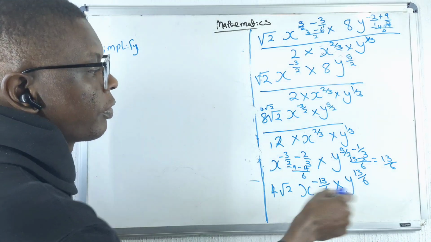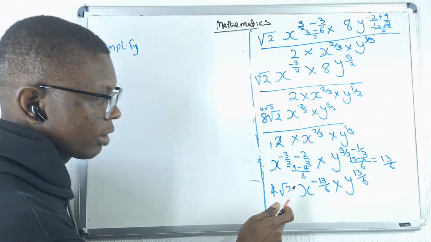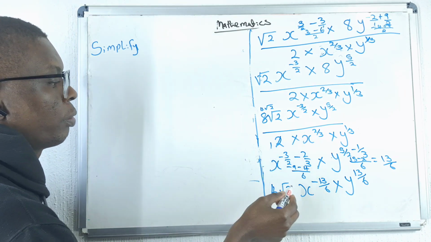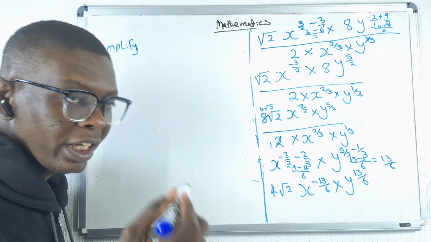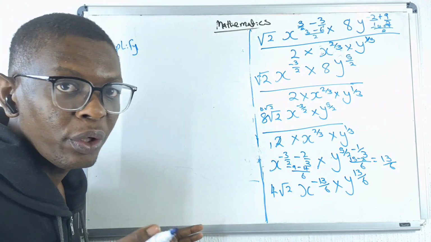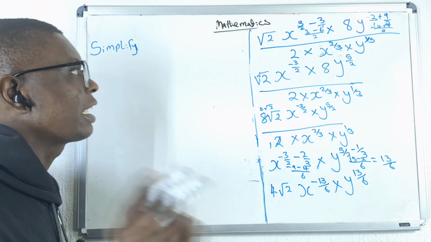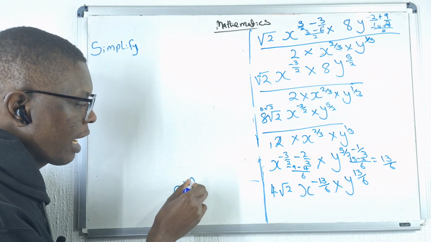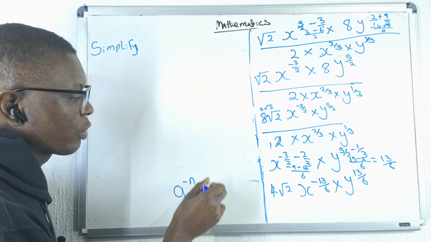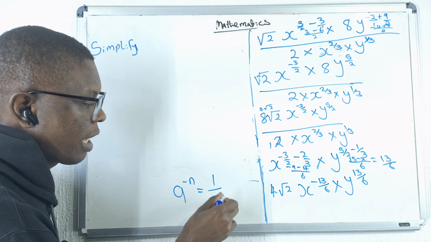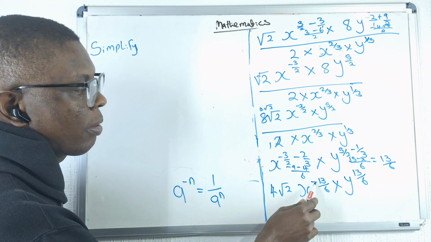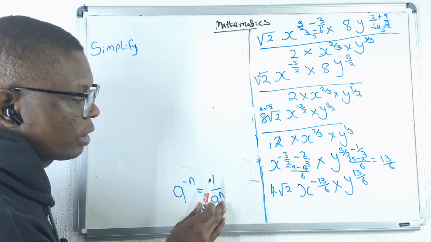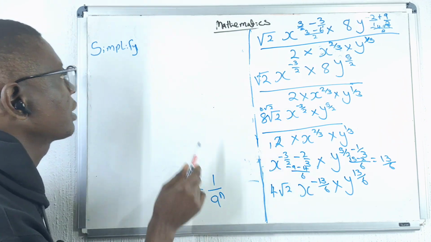So guys, this is what we have here now. Remember another rule in indices. I'm just using these questions to show you all the rules in indices. One of the rules again is the negative rule. The negative rule states that a raised to power minus n is the same thing as 1 all over a raised to power n. So here now that we have x raised to power minus 13 over 6, we will change it into this format and present our answer.